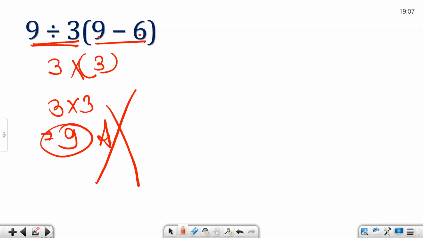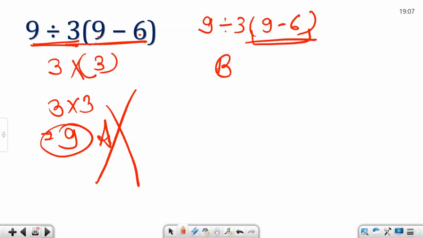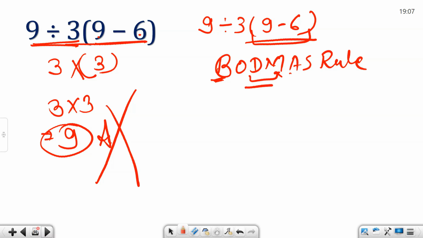First, let's repeat the question and write it. 9 divided by 3, 9 minus 6, according to the BODMAS rule. First, we'll solve the brackets as per the BODMAS rule. After that, for division and multiplication, since they have the same priority, we'll check from left to right. Then addition and subtraction. So in the brackets, 9 minus 6 becomes 3.